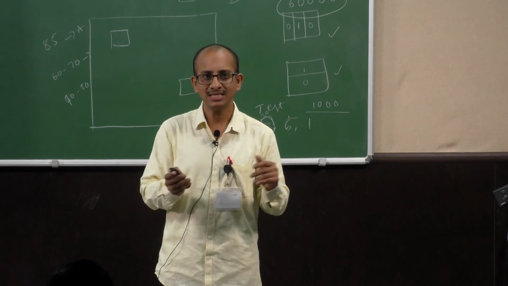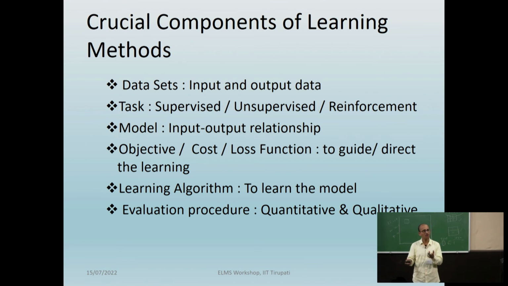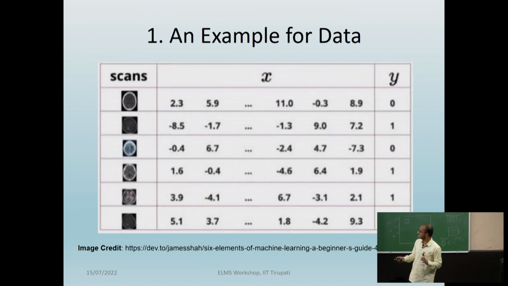So that is essentially the objective function. And then the learning algorithm: if we define an objective, how do we learn this model? And then essentially there will be some evaluation for the model that we learn. So these are a couple of small examples for this.